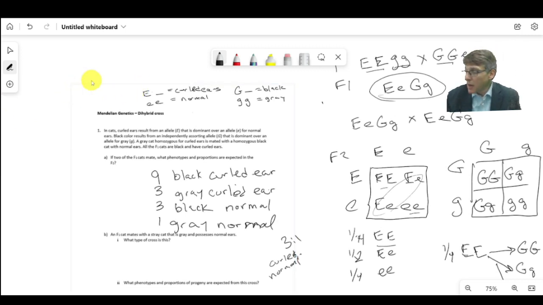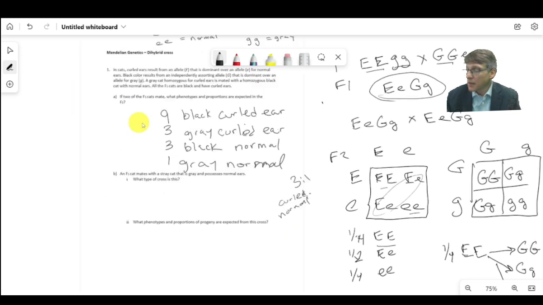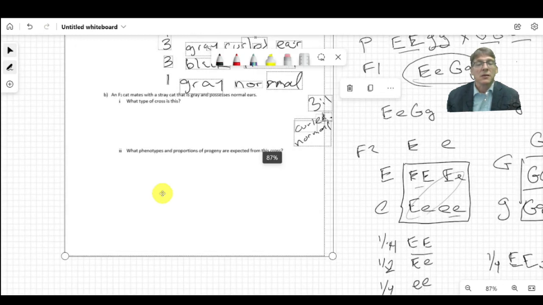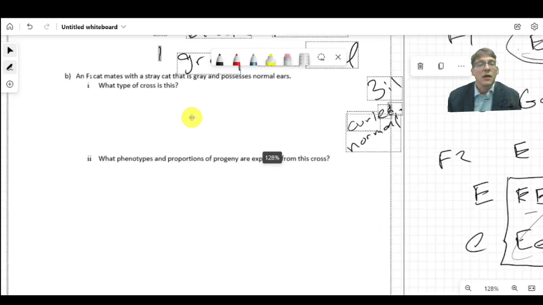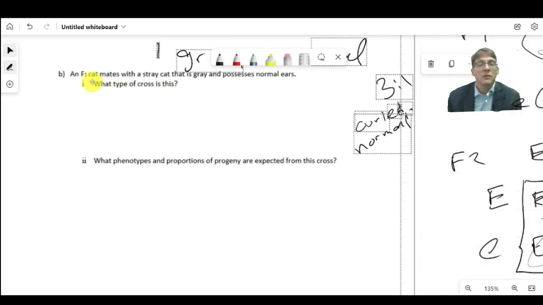Now, the next problem is similar, but now what we're going to do is take one of the F1 cats and cross it with a cat that is homozygous recessive for both of the traits. So we see that the F1 cat is going to mate with a stray cat that's gray and possesses normal ears. So gray means little g, normal ears means little e. And so what type of cross is this?